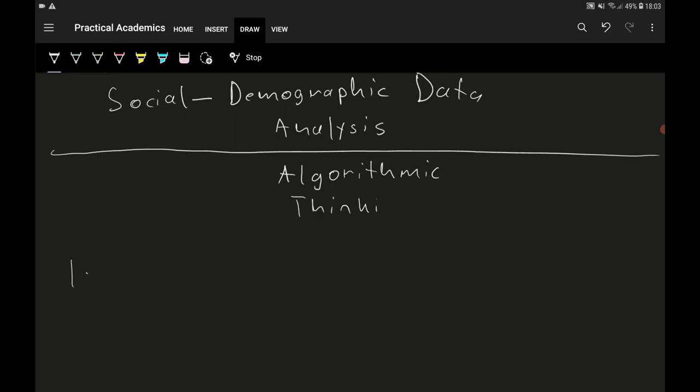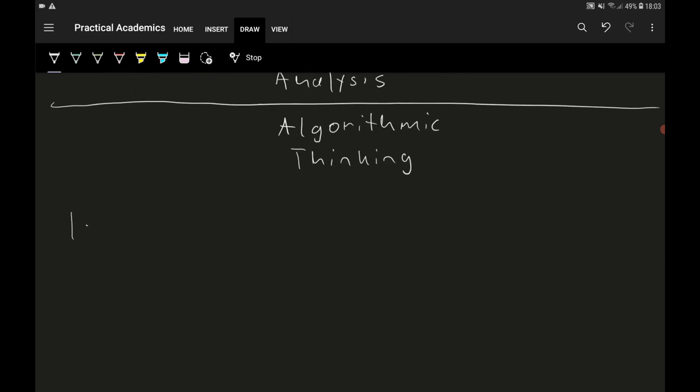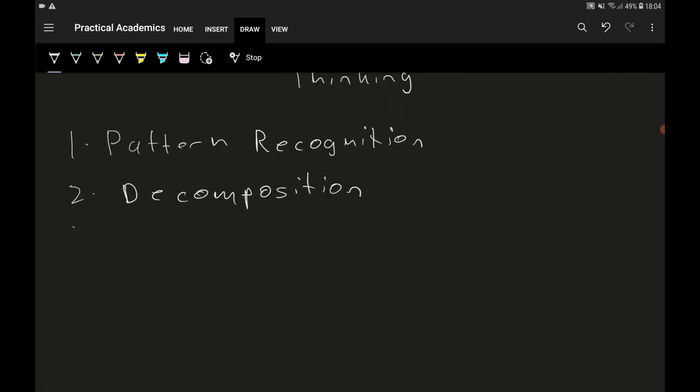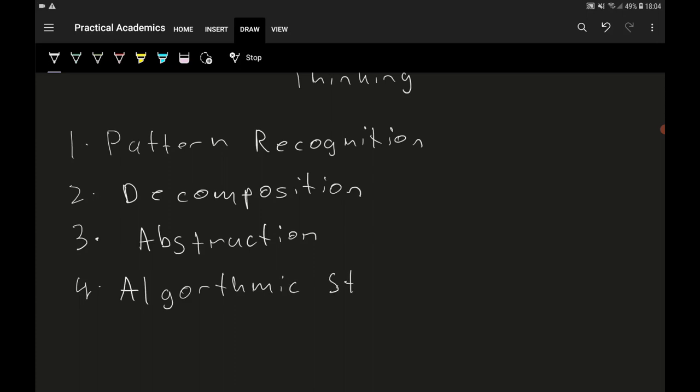Algorithmic thinking. The four pillars of algorithmic thinking, rather, are pattern recognition, decomposition, and I'll talk a bit more about that, abstraction. Usually we put abstraction as number one, or decomposition as number one, and pattern recognition as number four, but it really doesn't matter. It's not necessarily a linear process. And then algorithmic steps. So what do I mean by these terms?